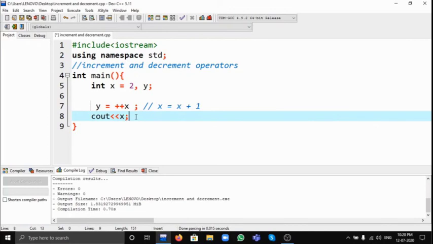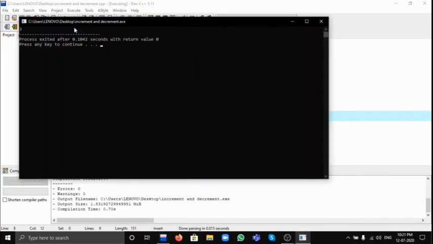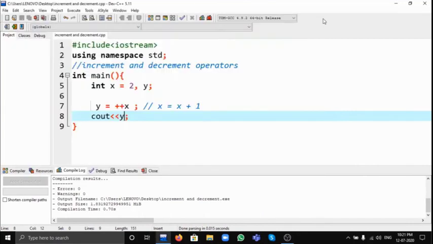Okay, I want you to write the answers in the comments. So if this is the case, then the value of x will be incremented first and then the value will be stored inside y. So now if I print the value of y, what do you think the answer will be? 3.